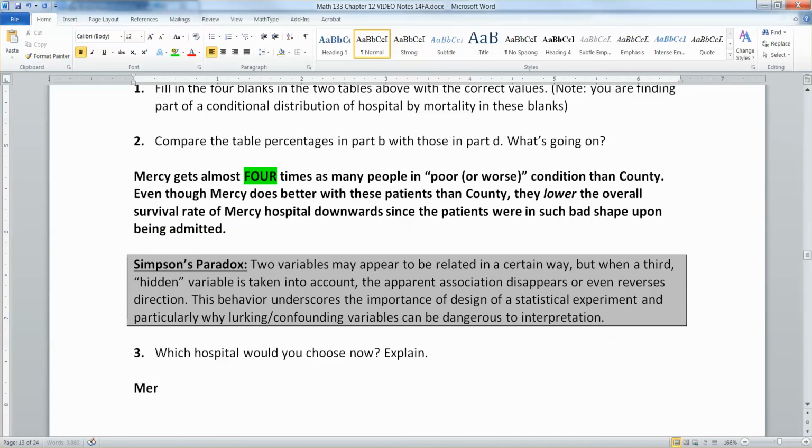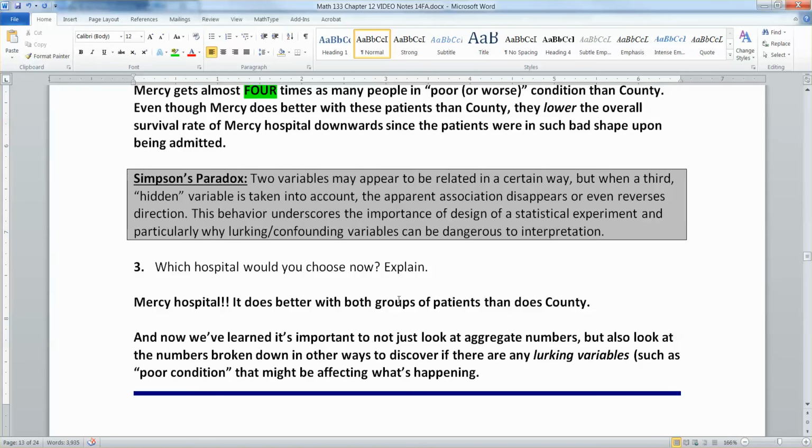So which hospital will we choose? Hopefully you would choose Mercy Hospital. It does better with both groups of patients. There we go. It does better with both groups of patients than does County. And now we've learned what this little box is telling us here, that it's very important to look at numbers not just in aggregate, but to look at them when they're broken down in other ways so that you can discover if there are any lurking variables, such as poor condition was in this case, that might be affecting what's happening. Right? And that's what this little box is saying here.